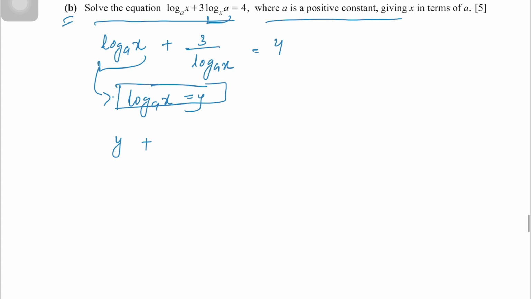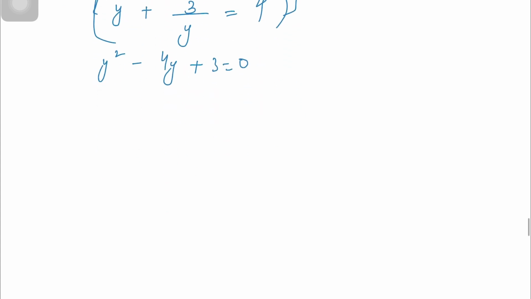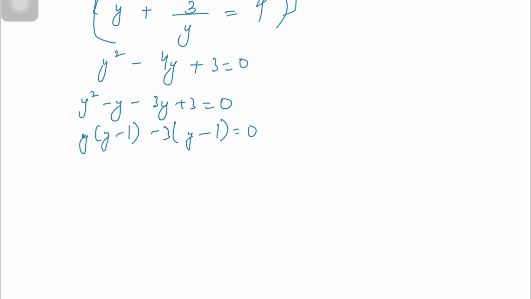We have taken log_a x as y, right? So this would be y plus 3 over y equals to 4, right? We can multiply the whole equation by y. So this would be y squared minus 4y plus 3 equals to 0. We have our roots as negative 3 and negative 1. Taking y as common, we have y minus 1, negative 3 as common, y minus 1 equals to 0. So we have y as 1 and y as 3.